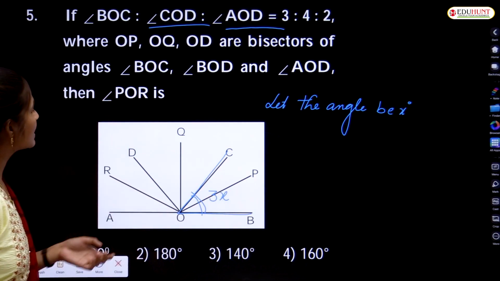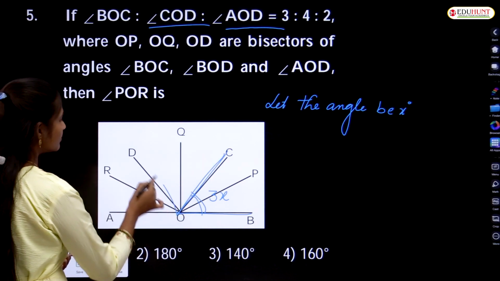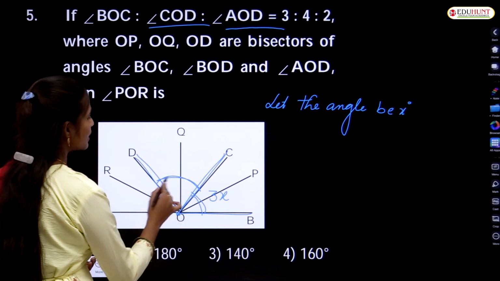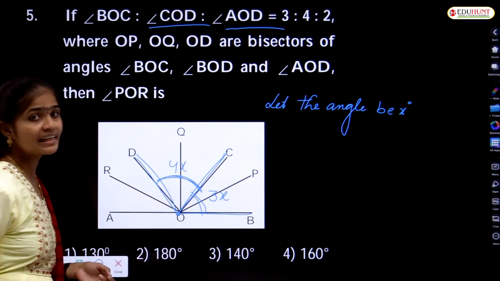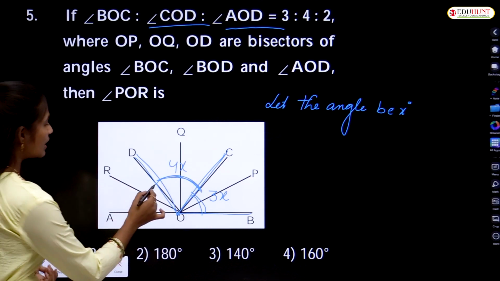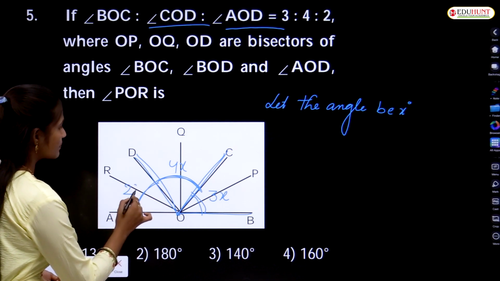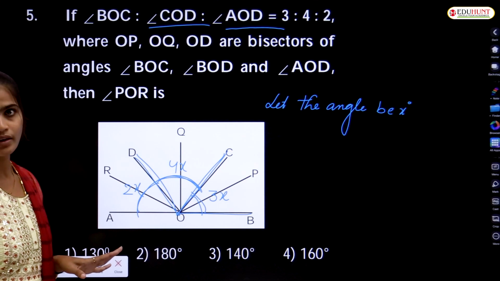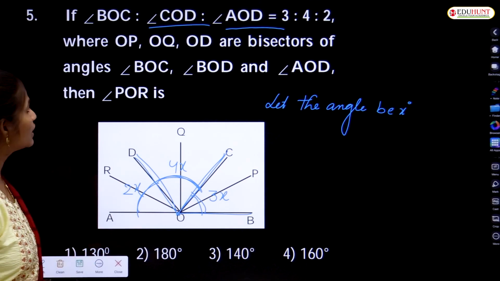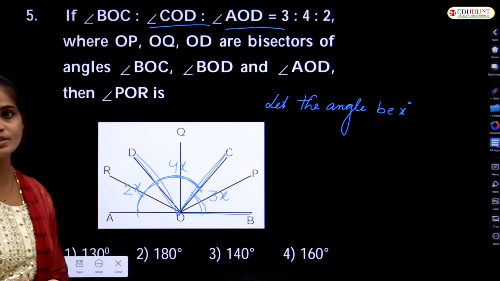Okay. Next, what is that? Angle COD. So this angle is equal to 4x. Why? Because of the 3:4:2. So here the leftover one is 2x. What is that ratio? 3:4:2. Okay. Now what do we have to find out? Actually, first we need to find out what the angles are.